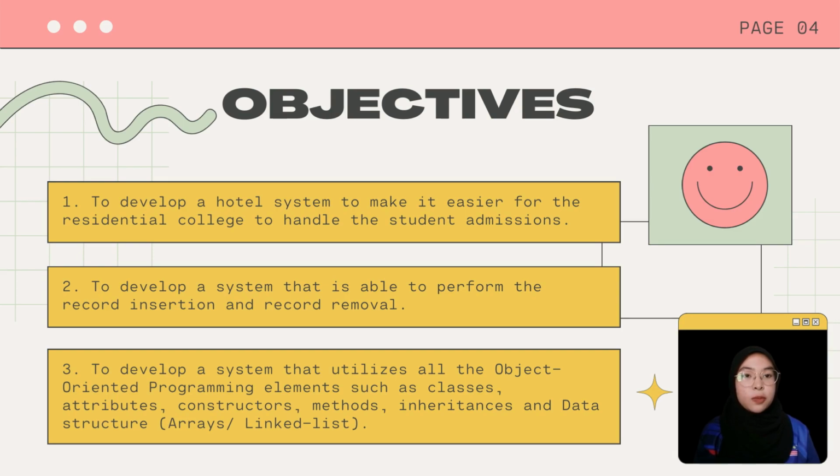The objectives of this project are, first, to develop a hostel system to make it easier for the residential college to handle student admissions. Second, to develop a system that is able to perform record insertion and record removal. The third is to develop a system that utilizes all the object-oriented programming elements such as classes, attributes, constructors, methods, inheritance, and data structures, which are arrays and linked lists. So that's all from me.